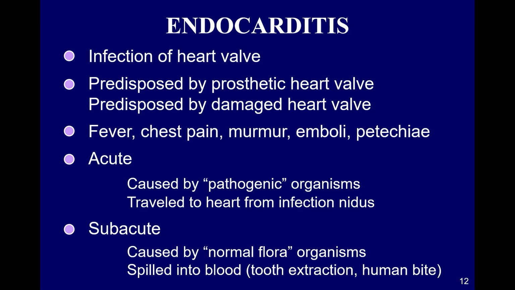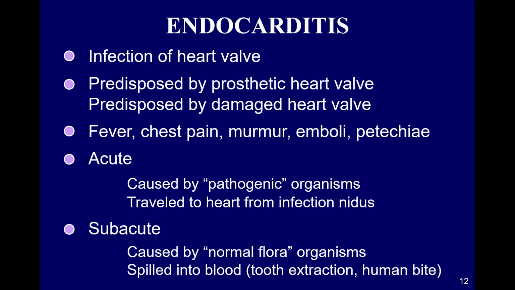Native valve endocarditis might be one of your HACEK organisms or normal flora organisms getting into your bloodstream, seeding your heart valves, and so forth. Symptoms of endocarditis include fever, chest pain, murmur, kicking off emboli here or there, or petechiae. Petechiae are when those small emboli localize to extremities, destroy capillaries, and you get petechia formation. I'll show you an image of that on the next slide.